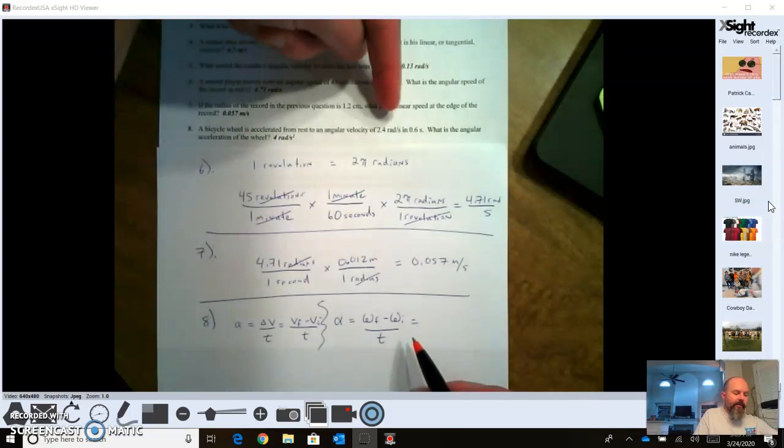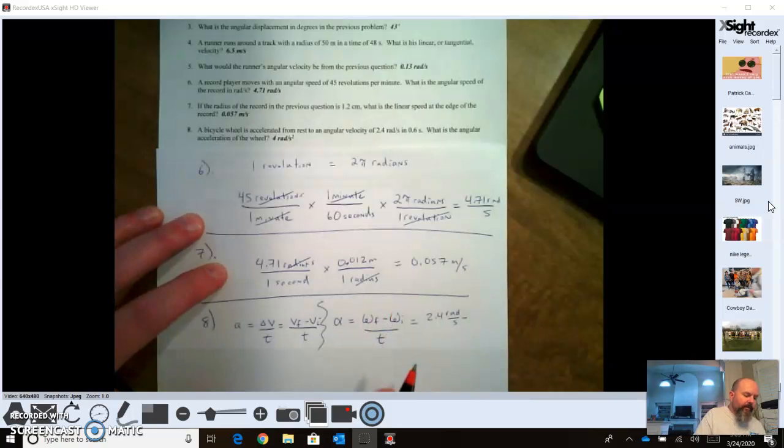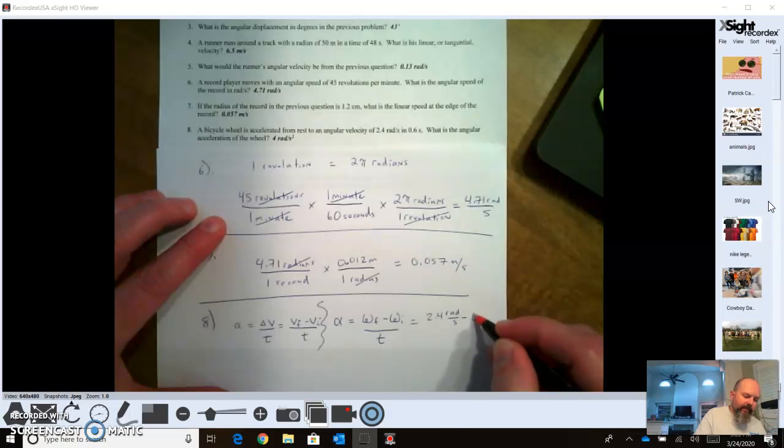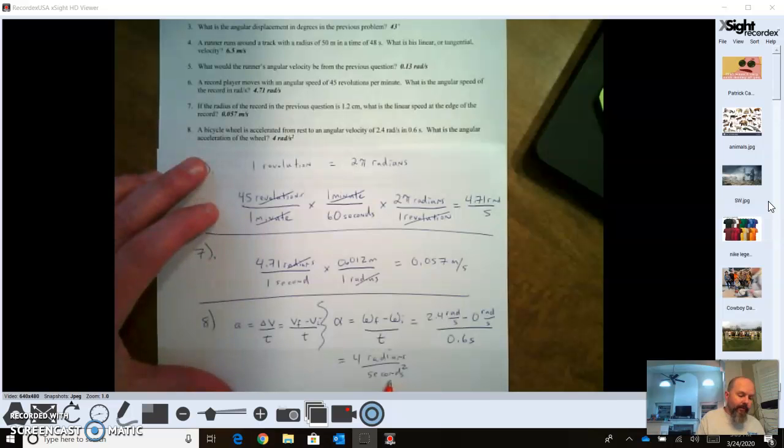Our final angular velocity is given in the problem. It goes from rest to 2.4 radians per second. Its initial angular velocity is 0 radians per second, divided by the time, 0.6 seconds. 2.4 minus 0 is 2.4, divided by 0.6 equals 4 radians per second. Wait a minute, seconds divided by seconds, that's seconds squared. Okay, so now you have an angular acceleration of 4 radians per second squared from that information.